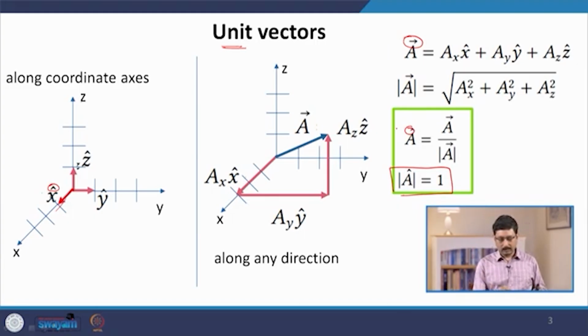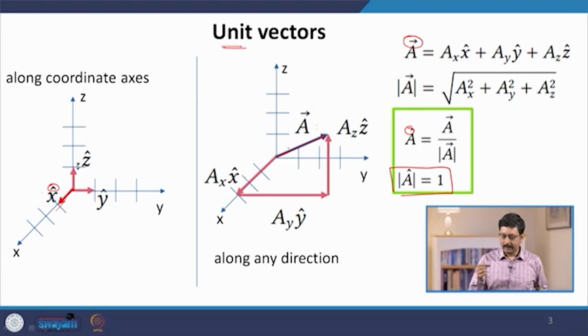Now, let us take a vector A which is along any direction. So, this is our vector A. Then what is the unit vector along A? The unit vector along A is a vector whose magnitude is 1 and its direction is the same as the direction of A. So, this represents the direction of A.